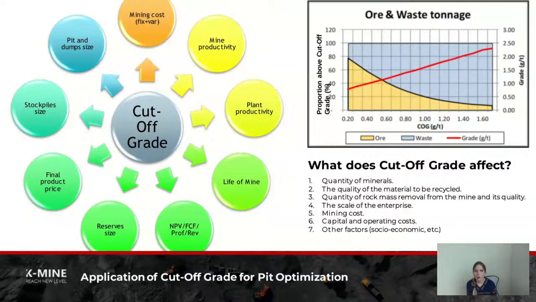And we can review the most significant factors that are affected by cutoff grade. The most significant is the amount of minerals. Also, depending on the choice of cutoff grade level, the quality of the processed material changes significantly. Of course, the level of cutoff grade will directly affect the amount of rock mass removed from the pit and its quality. And as a result, the scale of the mining enterprise depends on the choice of cutoff grade.